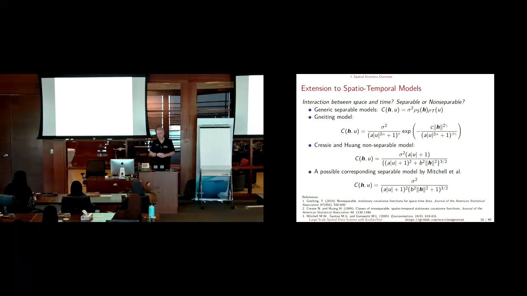So the bottom line here is that if you have space-time data, you can also model it with space-time covariance functions. And essentially, you can do the same type of problem to do kriging prediction, not only in space, but in space and time, based on these kinds of models.